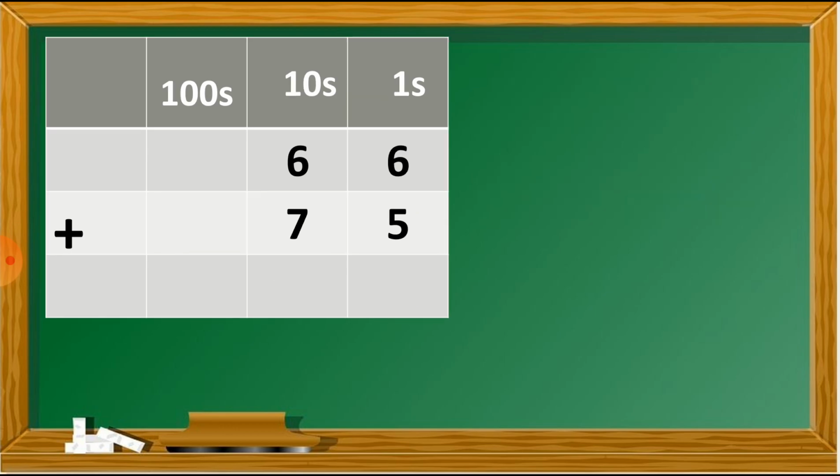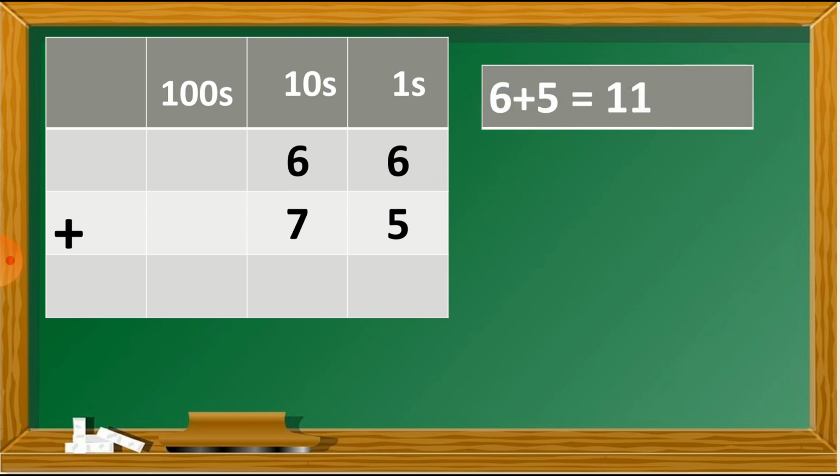Let's see. Here is the ones column, which is 6 plus 5. Always start with the ones column and with the right side. 6 plus 5 is equal to 11. So here is the 11. So we have to write down this 1 which is at the ones place under the ones column, and the other 1 will move as the carry forwarded number on the tens column. This way.